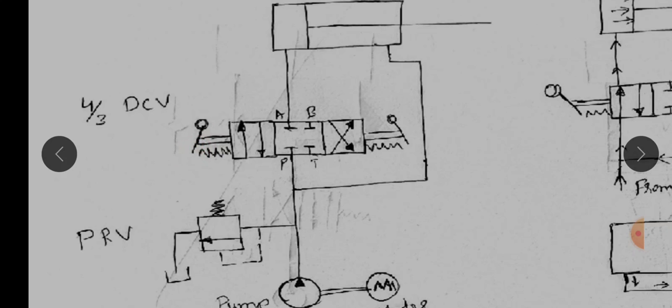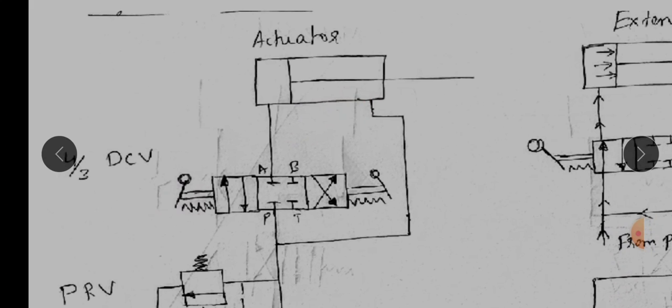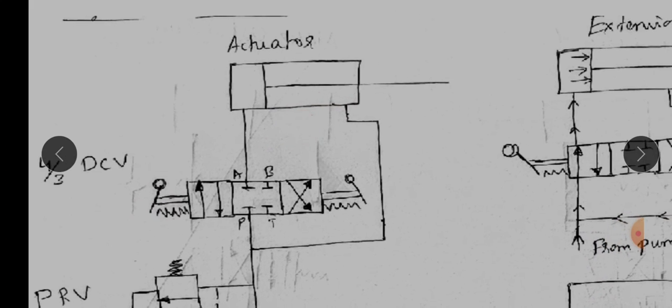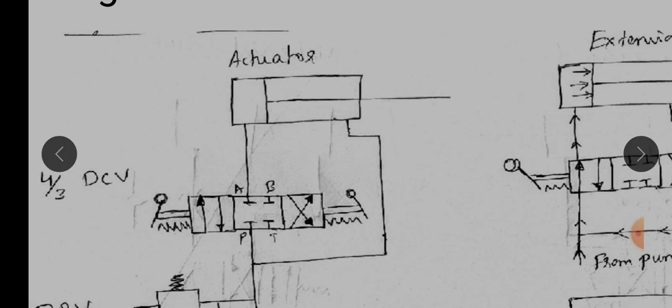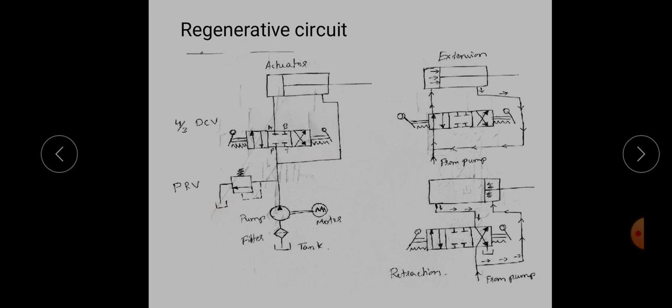So what happens, and the next is the actuator. We are using a double acting actuator here. The cylinder is here. This is the piston, this is the piston rod. So now see the operation. The pump sucks the liquid from the tank, it is filtered through the filters, and it transmits it to the system. We can see the extension stroke here.